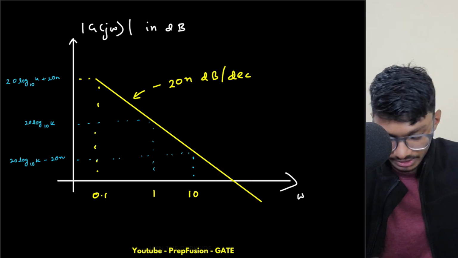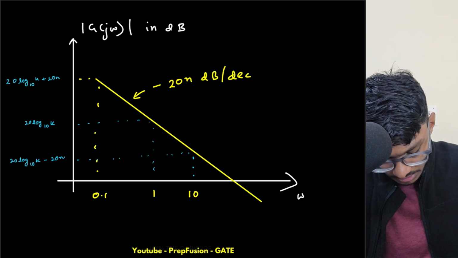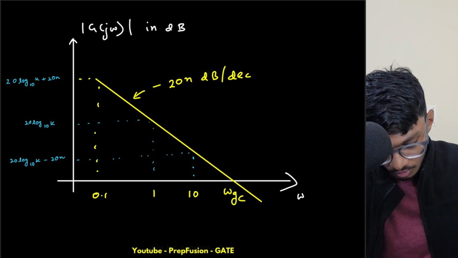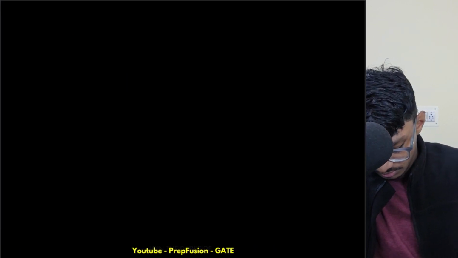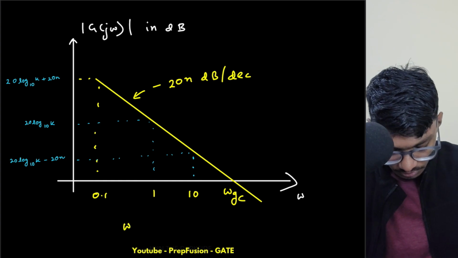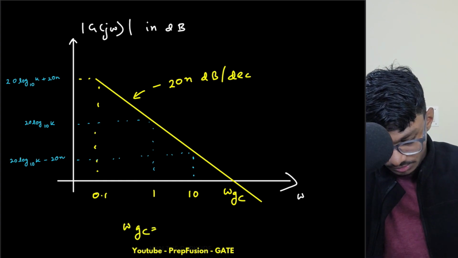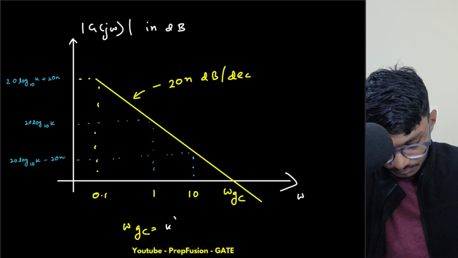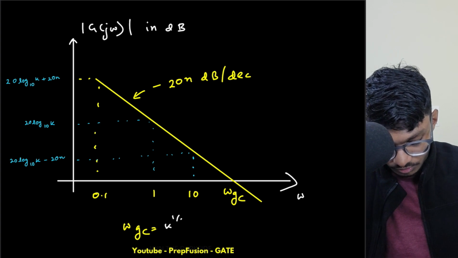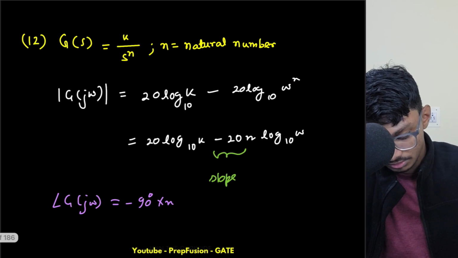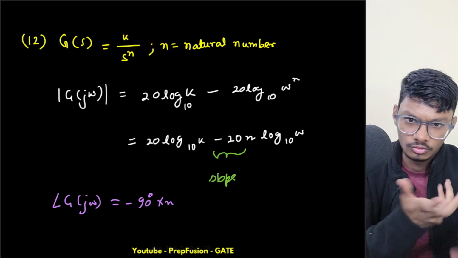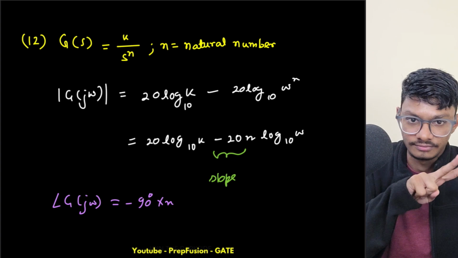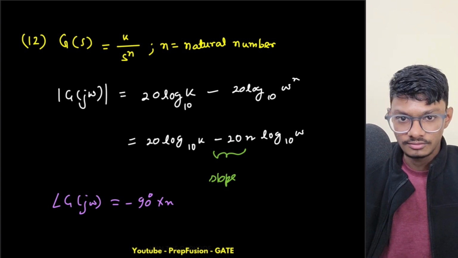Again, what is omega gc? Omega gc, gain crossover frequency, I can write here itself, equals simply k raised to power 1 by n. Either you can do it from the graph, or you can do it from this equation itself. You put this equal to 1, that is my gain crossover frequency. Very simple. Or if you want to do it from the graph, you do it from the slope itself. Okay, I have done one method in the first question.